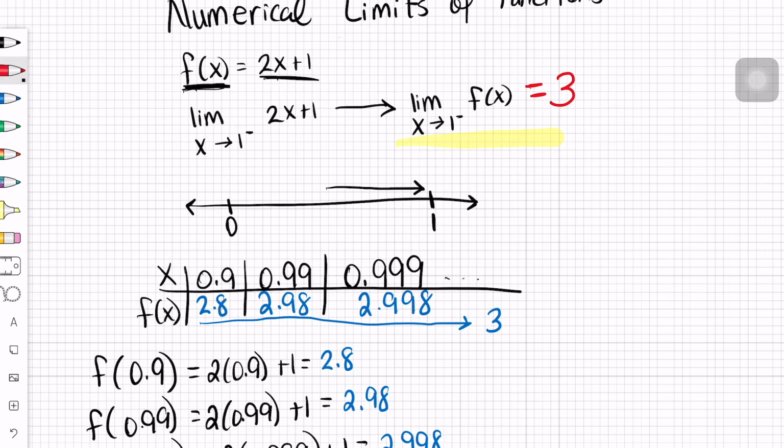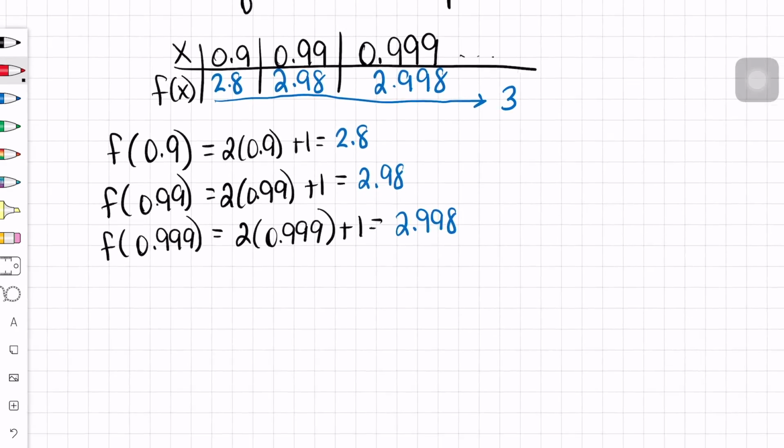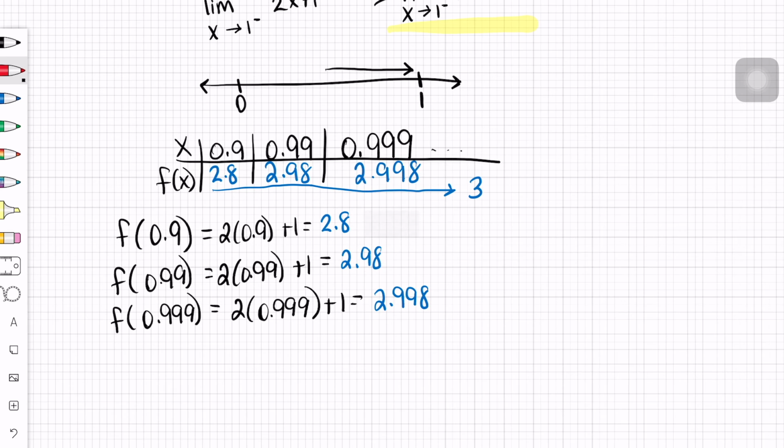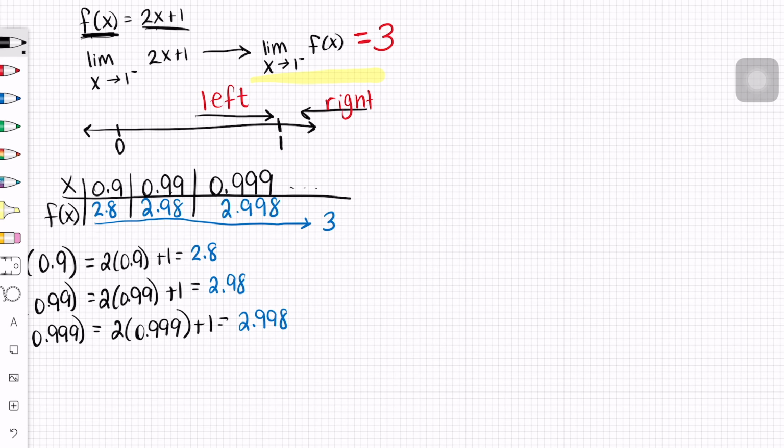Okay, so what we want to do, and it's a big thing with functions, is we tested from the left. Now what we want to do here is test from the right. So I'm going to move this over just a wee bit, and I'm going to make another table here.